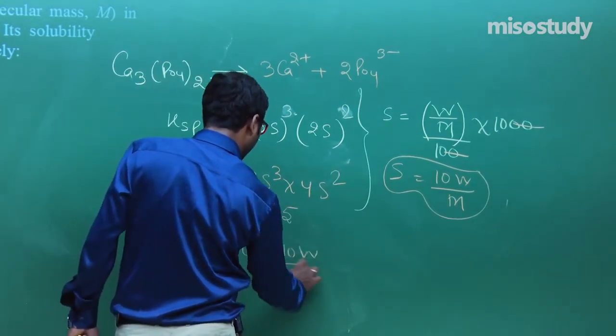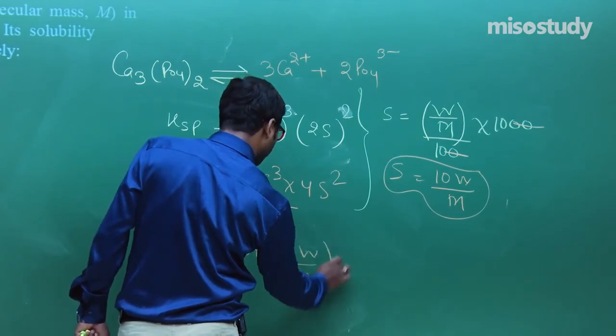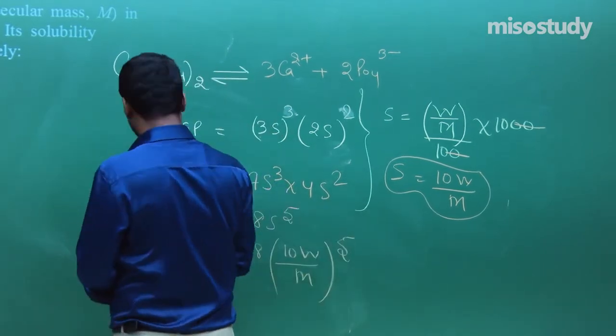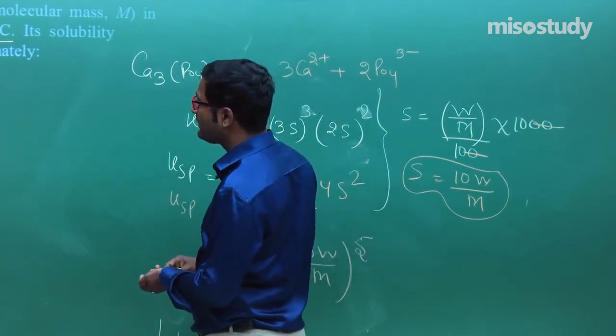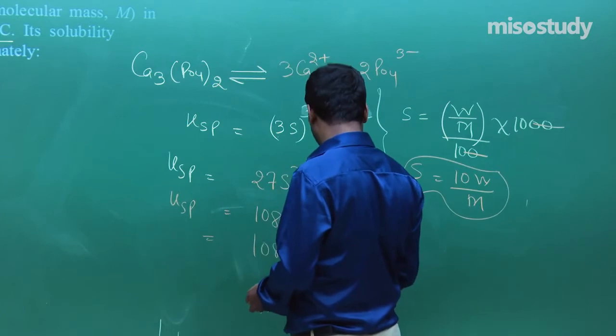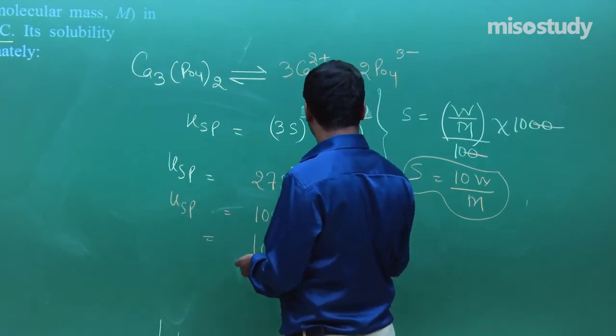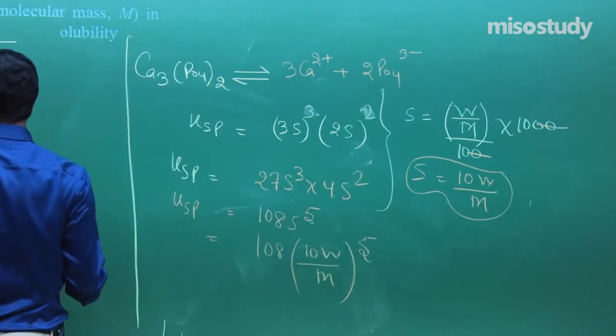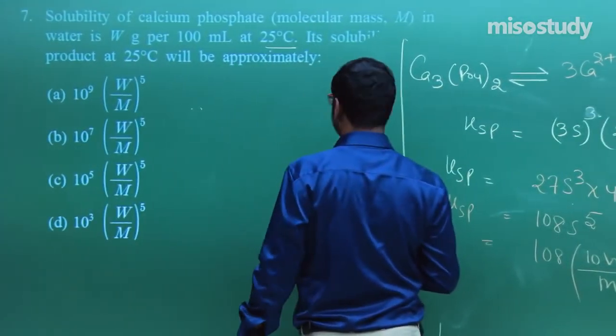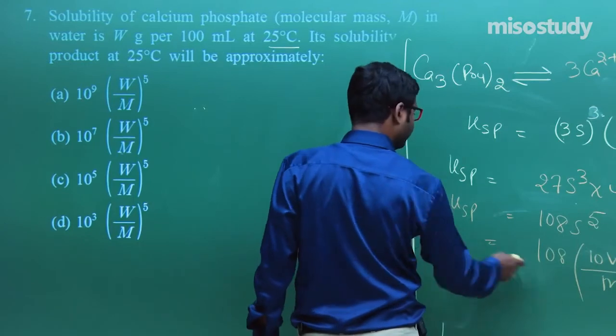10V upon m to the power 5. Clear? Is there any option? 10V, 108, almost 10V in 10 to the power 5, 3 to 5. Wait for a moment. I am moving here. Check out. The option is 10 to the power 7, 5, 10V.